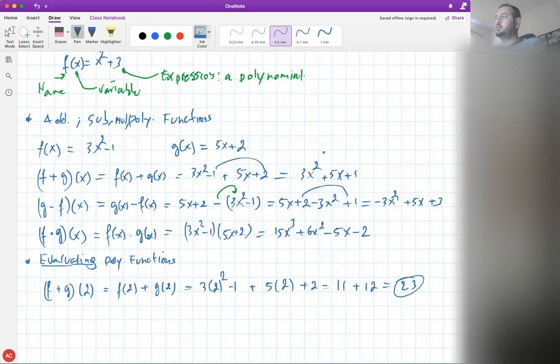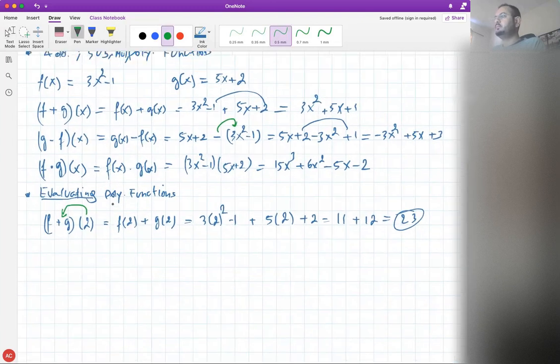But if you have x, the answer is a polynomial like this, because we just add the functions together. If you have a specific number, you need to plug it into both functions, evaluate each one, then simplify. The same thing works whatever the operation is. This could be a subtraction, a multiplication, even a division. It works the same way.